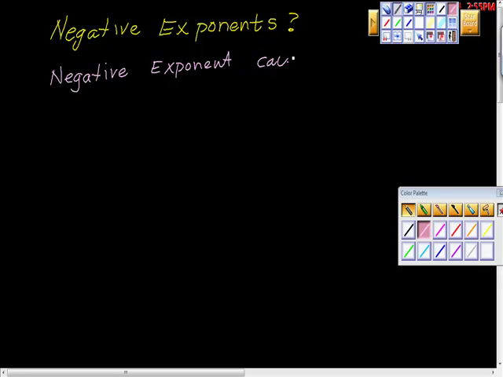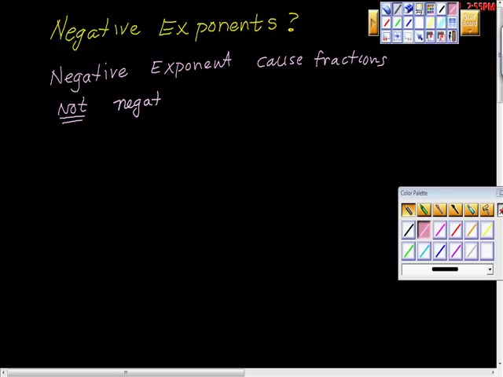Negative exponents cause fractions, not negative numbers. That is to say, negative exponents do not cause negative numbers. Say it again. Negative exponents do not cause negative numbers. I didn't say that they erase negative numbers or that they can't be associated with negative numbers, but they don't cause them. They cause fractions.